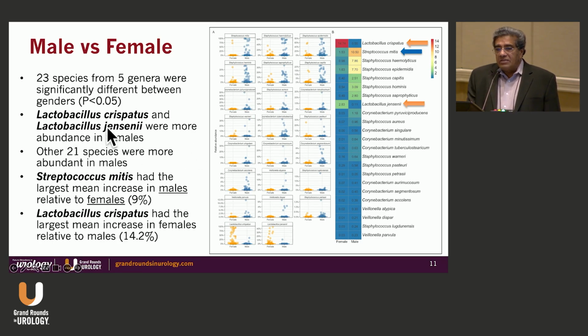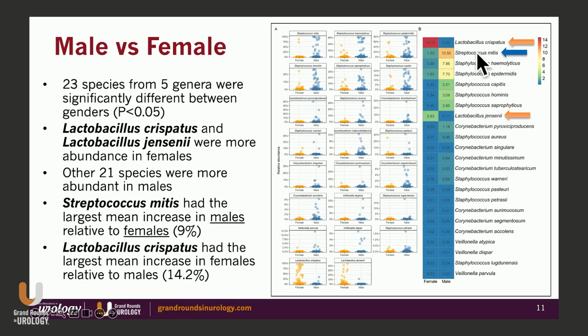But Lactobacillus crispatus and Lactobacillus densitani were more abundant in females. Streptococcus mitis was more prominent in the males. And Lactobacillus crispatus has the largest mean increase in females relative to the males. So I have highlighted these things here on this slide, and that is between the different genders.